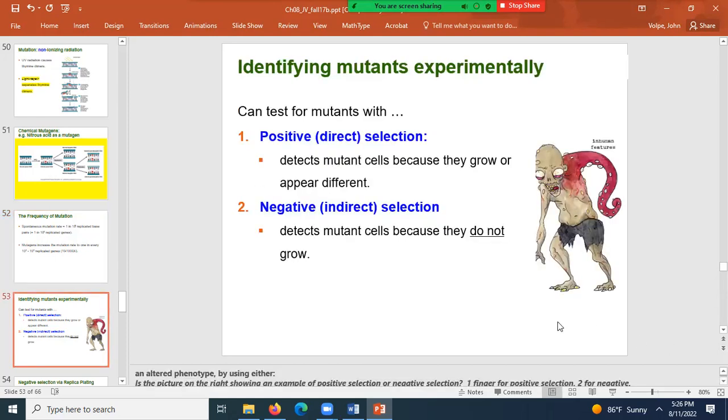Identifying mutants can be done experimentally. You can test for mutants with two different methods. You can use positive or direct selection, and this detects the mutant cells because they grow or appear different. For example, if this mutant were to walk down the street in America, you would look at it and say, yep, there's a mutant, because it visibly looks different.